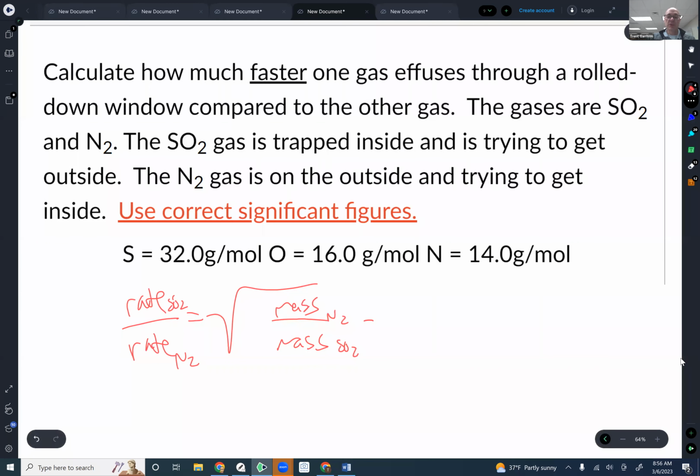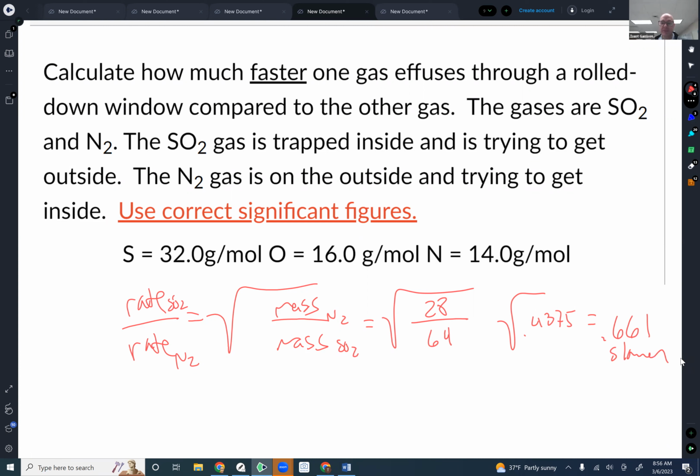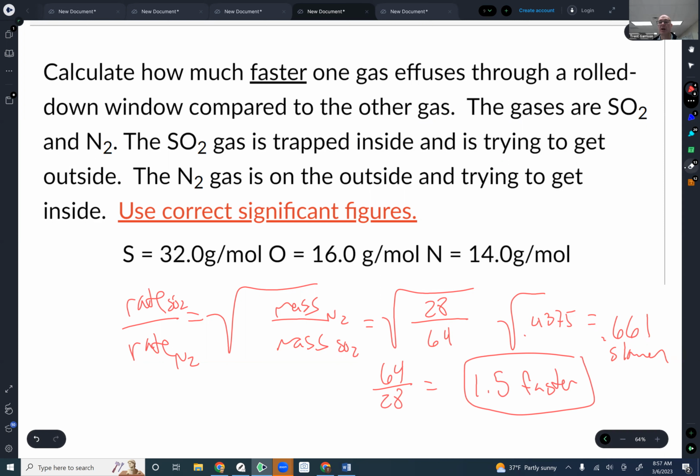So what we will do is sum this up. The mass of N2 is 28 and the mass of SO2 is 64. So 28 divided by 64 is 0.4375. Take the square root of that value and you get 0.661 slower. Or we could inverse this one: 64 over 28, square root of that, and that's where we get 1.5 times faster. If your answer is 0.661, it asks for how much faster it is, not how much slower. That'd be the only reason why it was not marked correct on your paper.